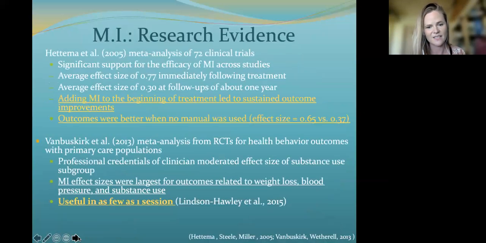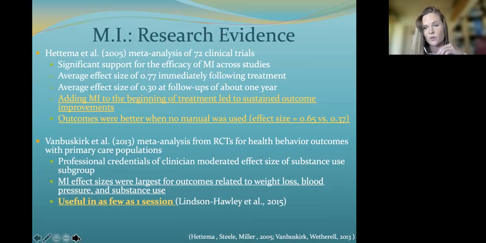So the research evidence, I'm just going to hit a couple of highlights there. An earlier meta-analysis, so this was 2005, showed that adding MI to the beginning of treatment led to sustained outcome improvements. Again, that's remembering that contemplation is that gold zone for it. And really importantly, as we're about to talk about the spirit of MI, outcomes were actually better when no manual was used. And that sounds weird, but Miller and Rollnick addressed this, and they did a psycholinguistic analysis that showed very clearly what happened here.